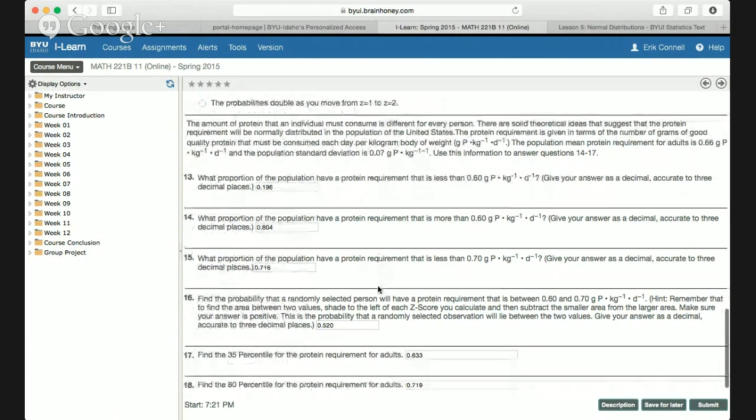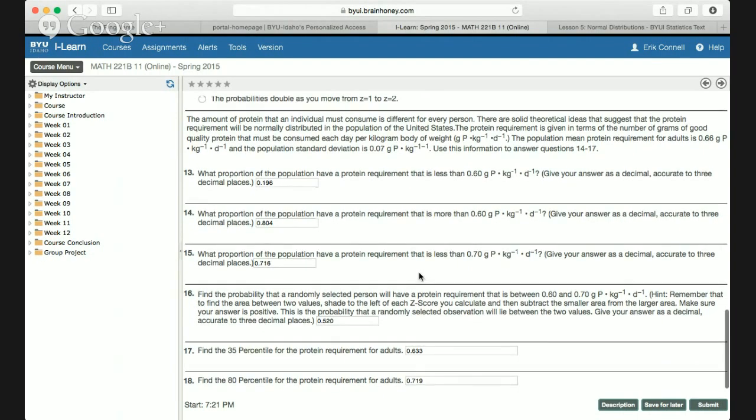And then 14. I'll take it when you guys are done. 14 was that same bell curve. I just had to select everything to the right to get the greater, and it was an area of 0.804. Okay.